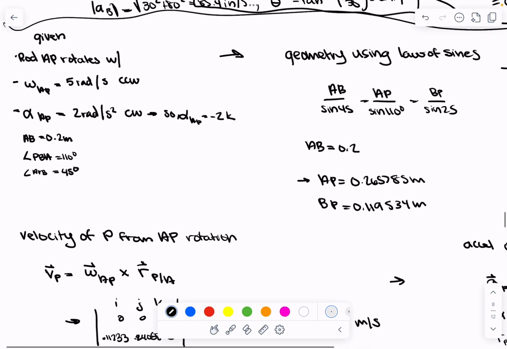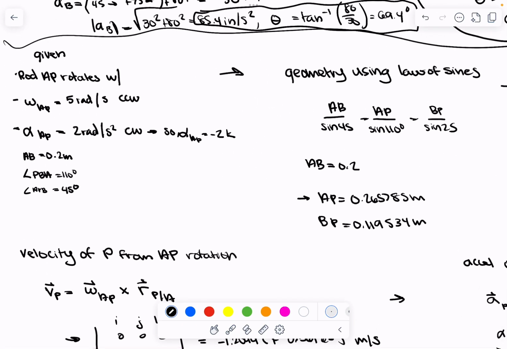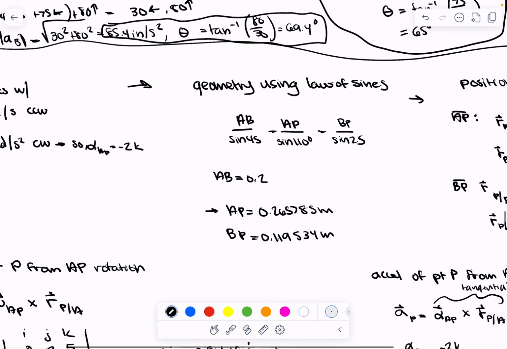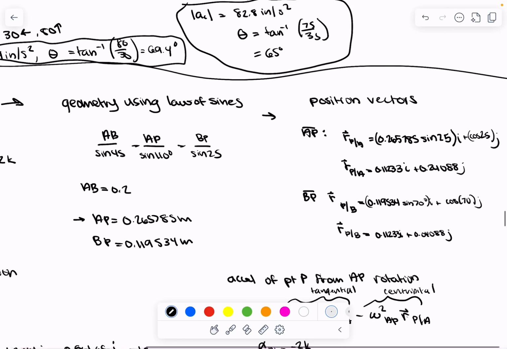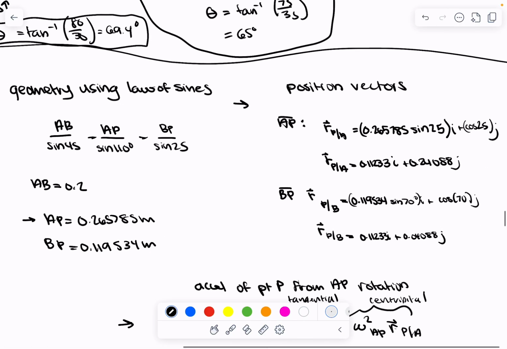We're given that the rod AP rotates with an omega of 5 radians per second and alpha of 2 radians per second squared. The length of AB is 0.2, and we're given different angles that they make. Just doing triangular geometry using law of sines, we can get the distances of AP and BP. Then our position vectors, getting those into the correct directions in X and Y, or I and J.